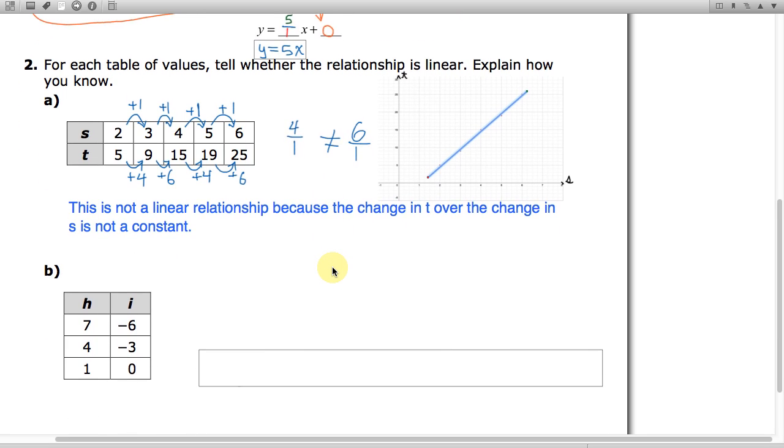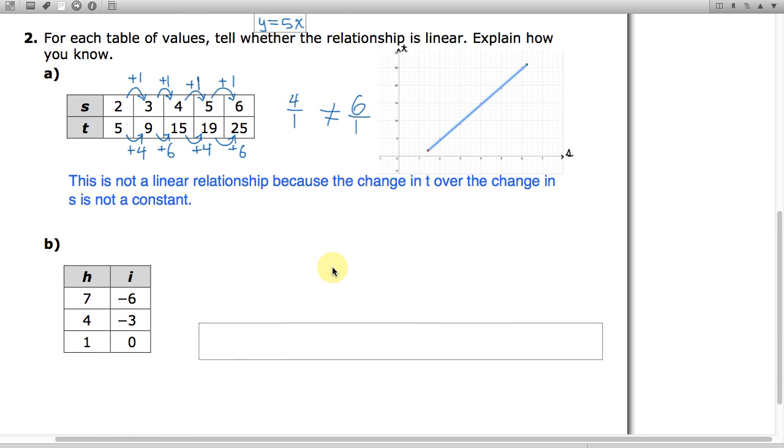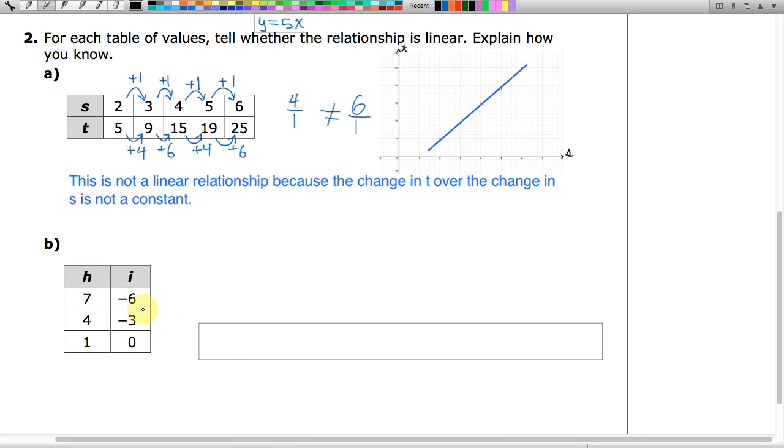So what about this relationship here between H and I? Is that a linear relationship? Well, let's take a look. So you can see that the change in I here is going up by 3, and this is going up by 3 again. Each time we're going up by 3.